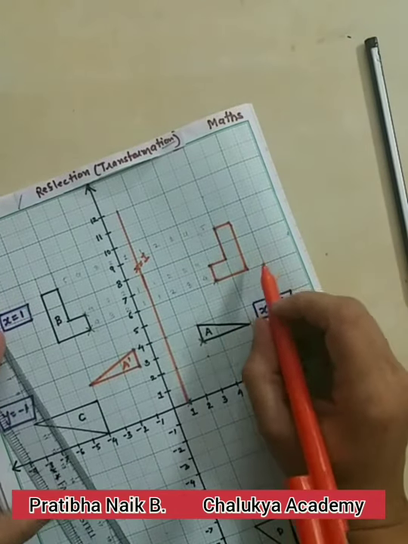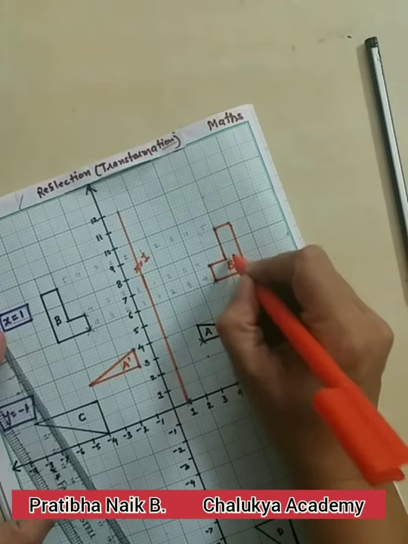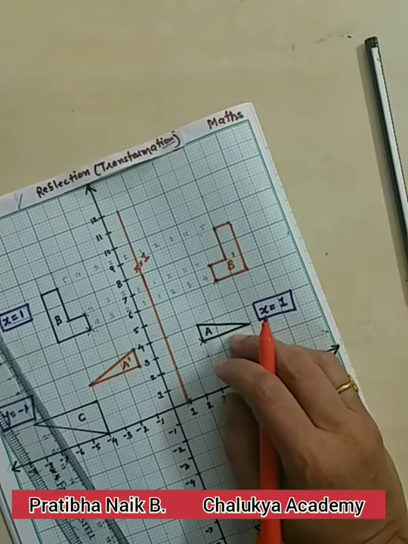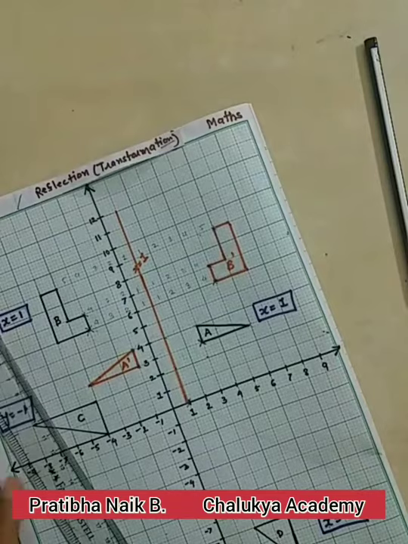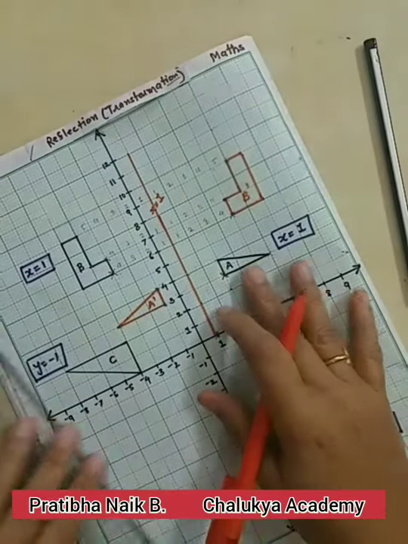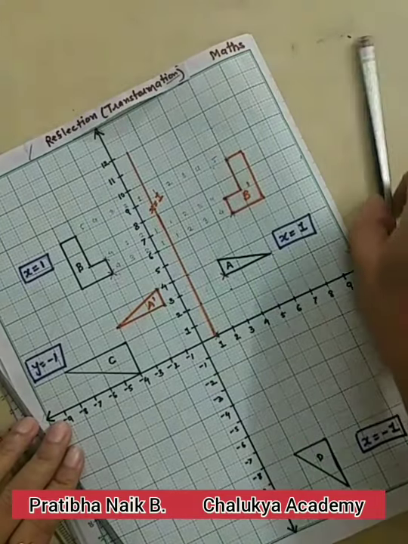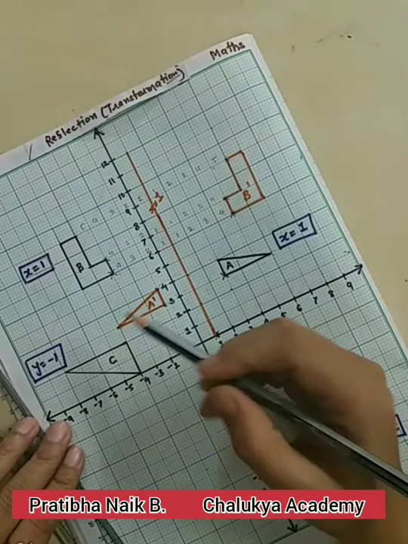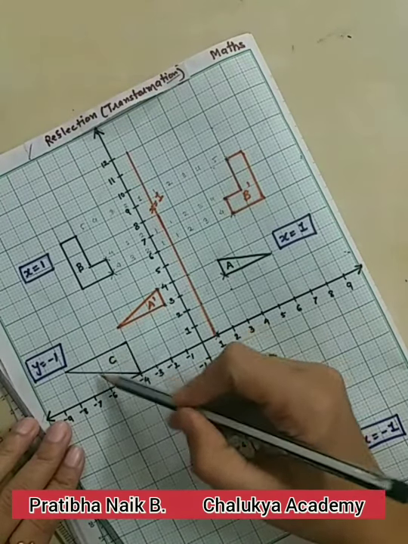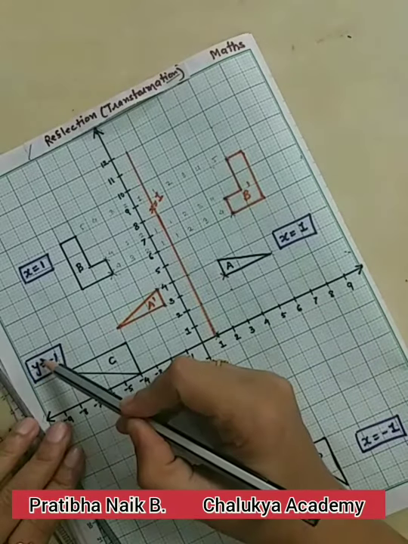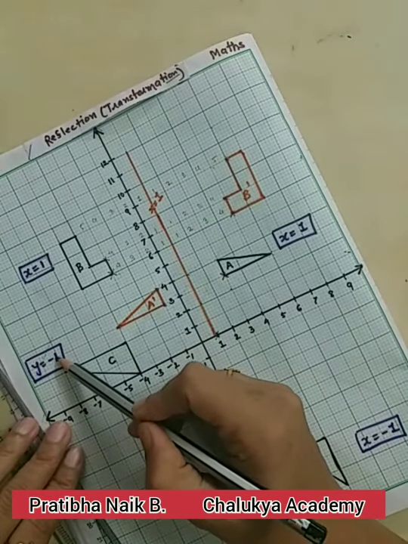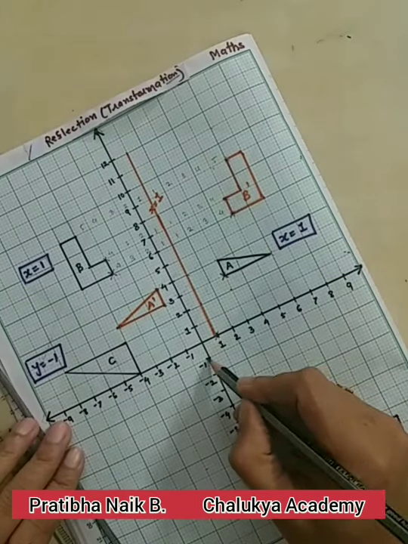Okay, so this is the way we can get the reflection of figure B, that is B dash. Okay, now let's go to the next example. Now this triangle C. For triangle C, we have to form the image of triangle C by the reflection through the mirror line y is equal to minus 1. So y is equal to minus 1 over here.